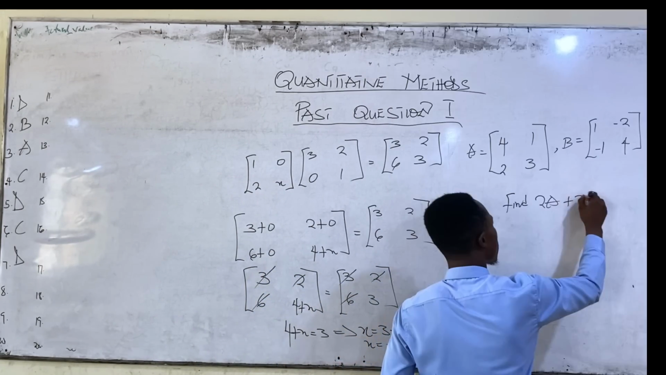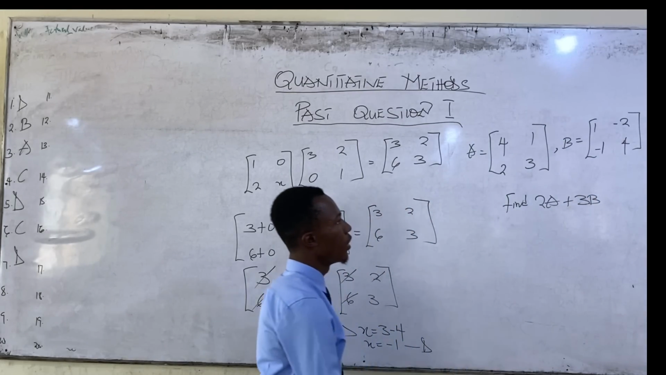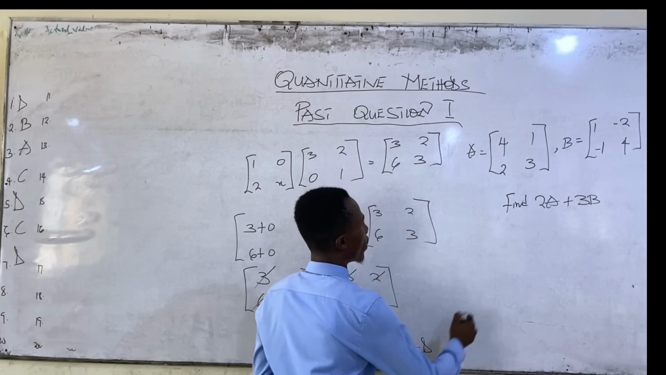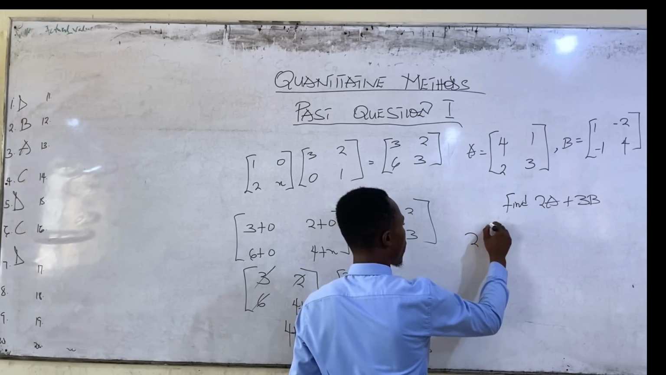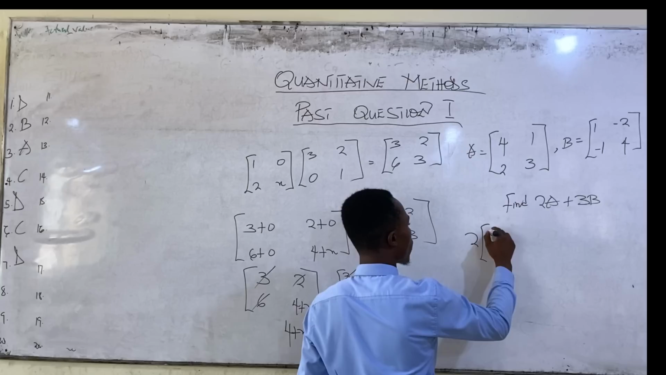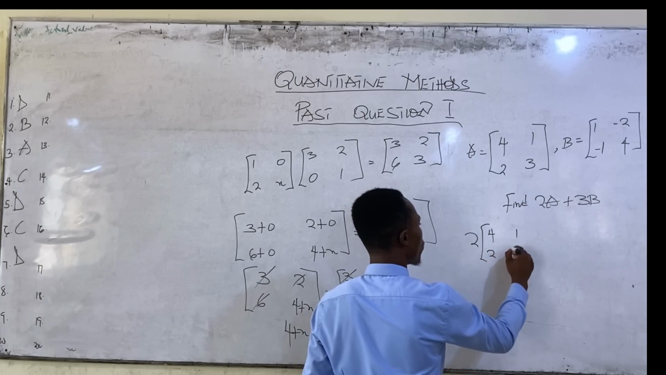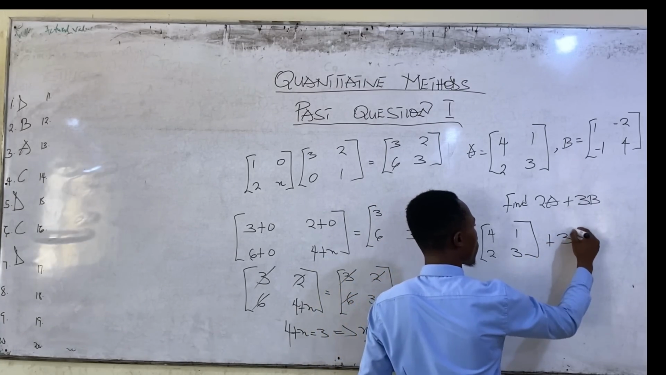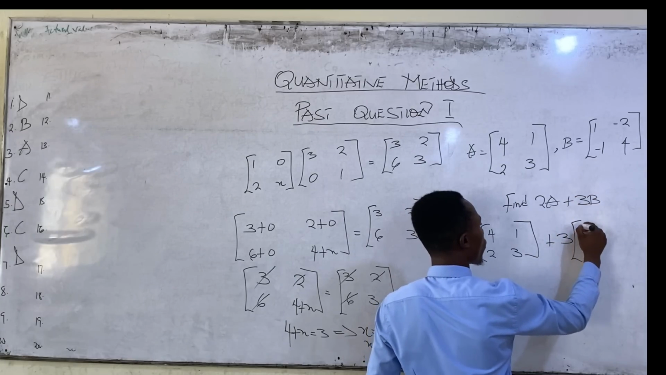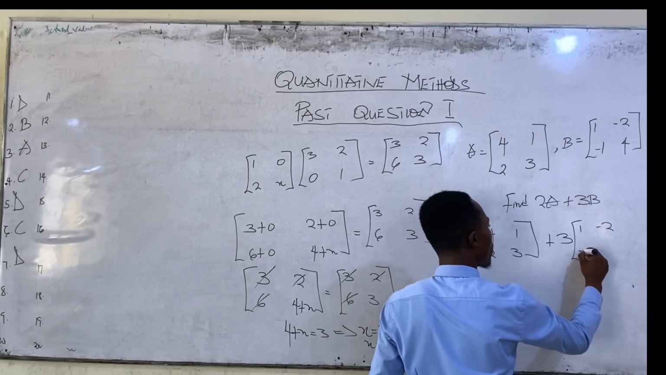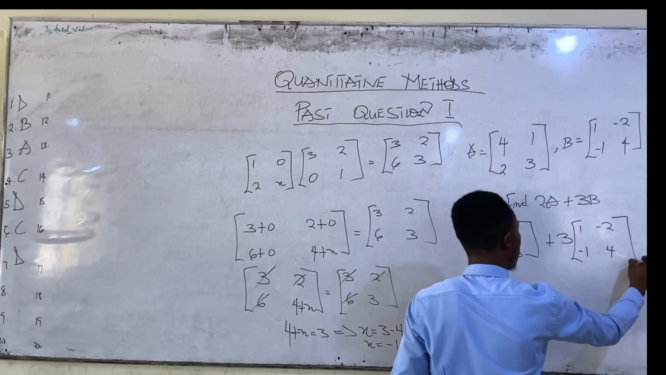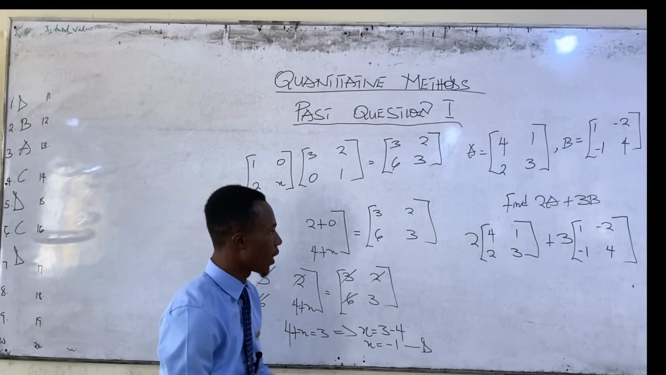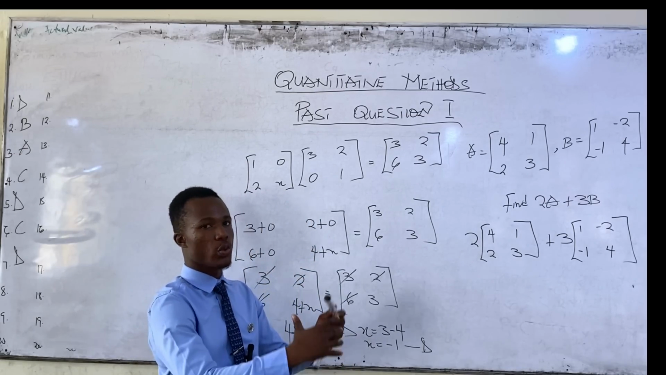2a plus 3b. Okay. So this one is just a scalar, right? So what we are going to do is 2 will multiply the matrix A to get this 4, 1, 2, 3, right? And there is plus. We bring our 3 multiplying matrix B, which is 1, negative 2, negative 1, 4, right? So we have represented this in this form. So once you have the scalar, what do you do? You are going to expand them.